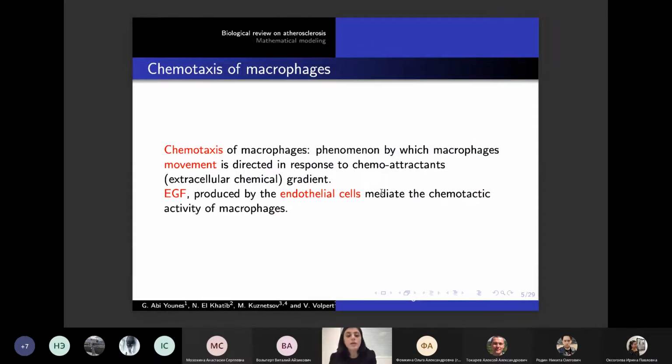Let us now talk about the chemotaxis of macrophages in atherosclerosis. What does chemotaxis mean? It is the phenomenon by which macrophages move, and this movement is directed in response to a chemical gradient. Very briefly, I am not going to talk about a lot of details, but let me tell you that epidermal growth factors that are produced by endothelial cells mediate the chemotactic activity of macrophages.